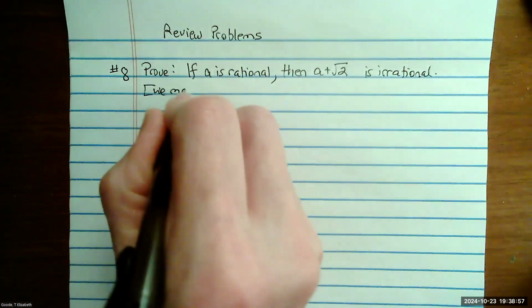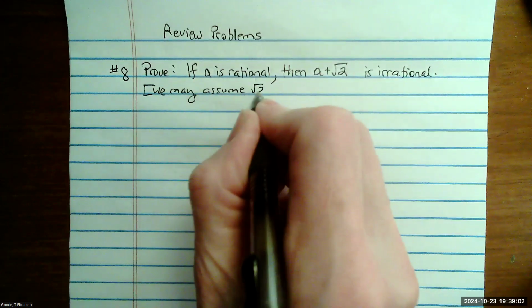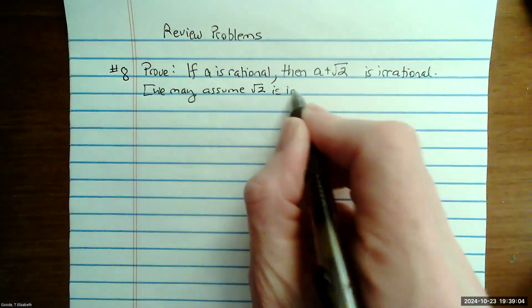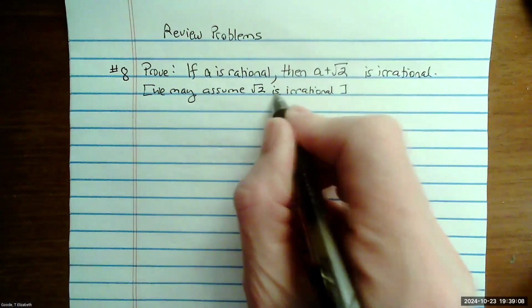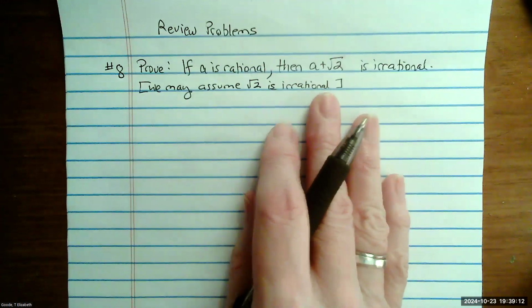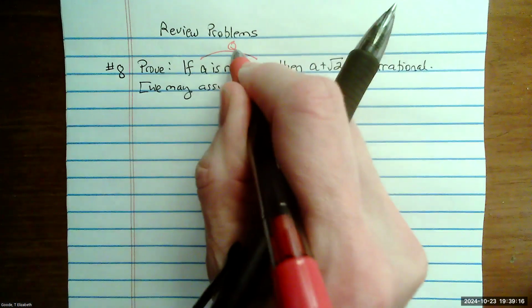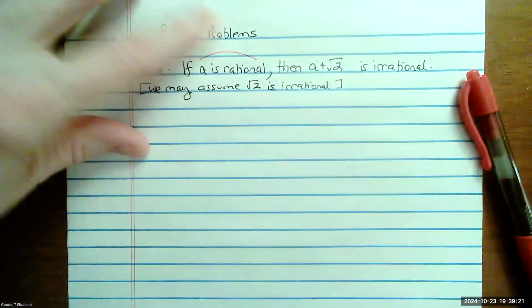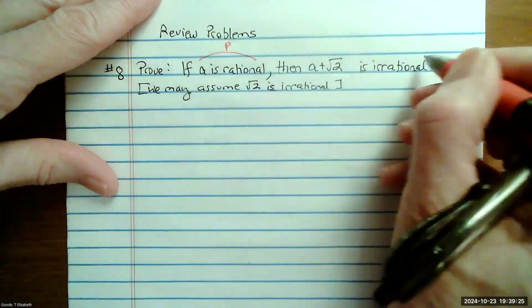We may assume square root of 2 is irrational. So our game plan is proof by contradiction, right? Here's our P. This is Q.